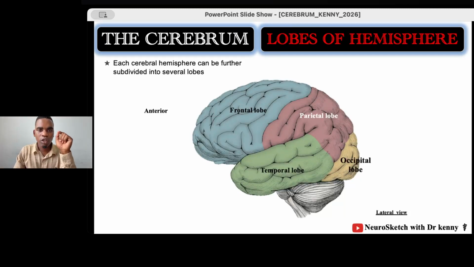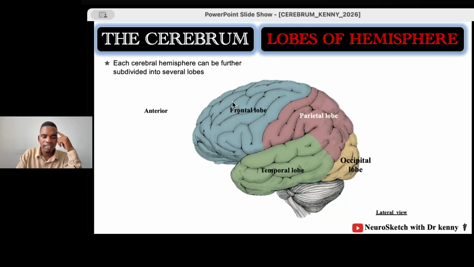Okay, let's now talk about the main lobes of the cerebral hemisphere. These are the primary lobes. The cerebral hemisphere has four primary lobes, and these lobes are named depending on the bones that cover them. For example, this is called the frontal lobe because it's covered by the frontal bone. This is the parietal lobe because it's covered by the parietal bone. This is temporal because it's covered by the temporal bone. Same applies to the occipital lobe, which is covered by the occipital bone.